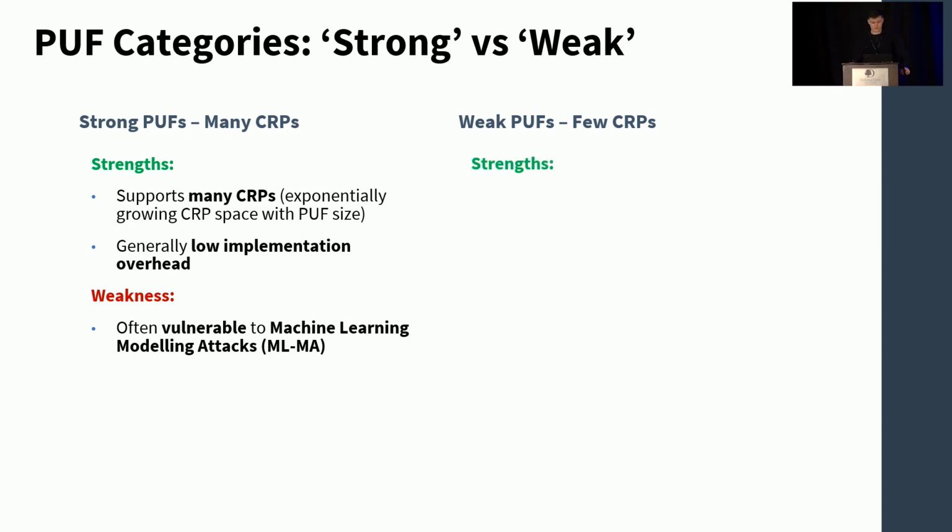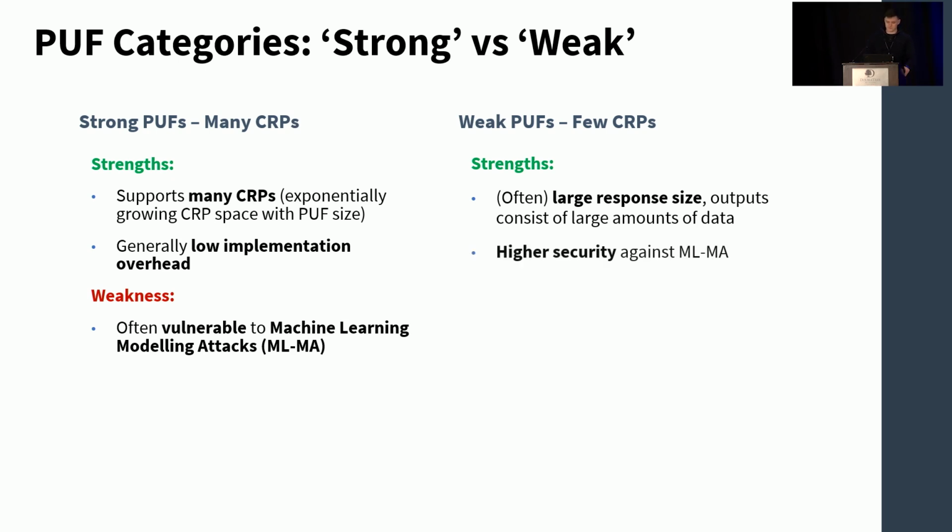So we have come to some strengths of the weak PUFs. While there's often very few, so a linearly growing CRP space with PUF size, usually we can generate quite large responses very quickly, which can be helpful for other purposes. And in general, we assume there's a high security against these machine learning modeling attacks, as adversaries can collect few. There's less data for an adversary to collect in order to perform a machine learning modeling attack. And there's generally a high complexity in the responses that are output.